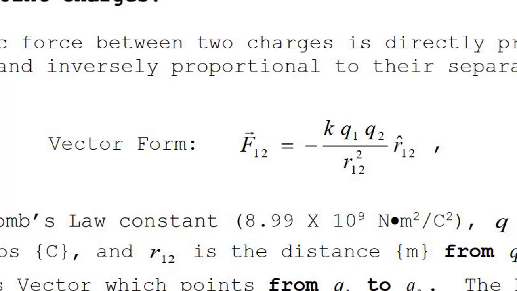If it was F sub 2, 1, then it would be the force on charge 2 due to charge 1. So whatever number or letter appears first in the subscript is the object that is being acted upon. Second, we have a special constant called Coulomb's law constant, which has a value of 8.99 times 10 to the ninth Newton meter squared per Coulomb squared.